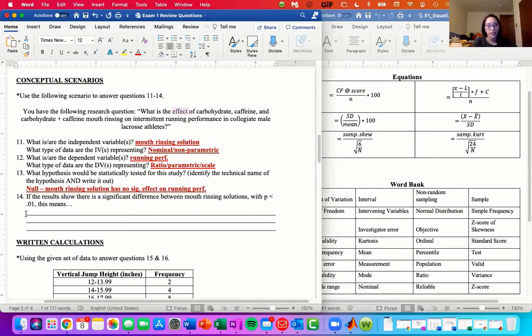All right, so going into the interpretation of p-values, which we did just a little bit of in the first lecture, okay? If the results show there is a significant difference between mouth rinsing solutions with a p-value less than 0.01, this means what? We accept the null hypothesis. We reject it.